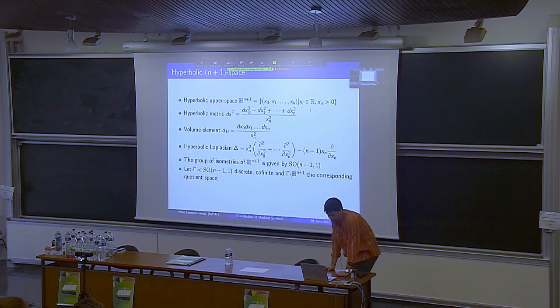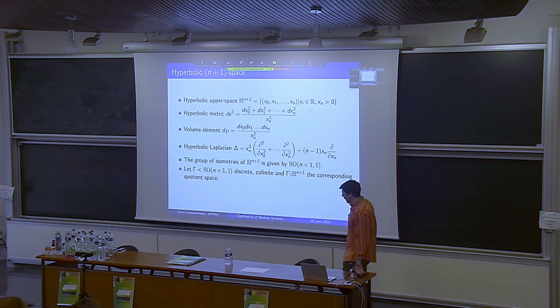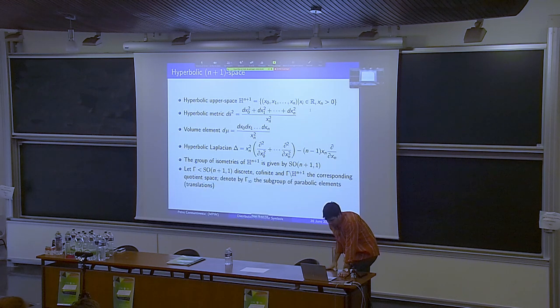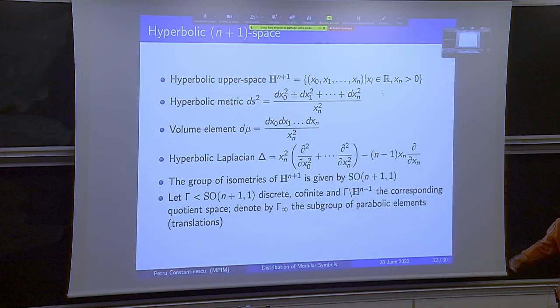And what we work with is we take discrete cofinite groups in here, with cusps. It's very important that they have cusps. And we denote by, this is a bit of abuse of notation, I just denote by gamma infinity the parabolic elements in this group. So think about translations. So gamma is a discrete cofinite group with cusps, and gamma infinity is the set of parabolic elements.